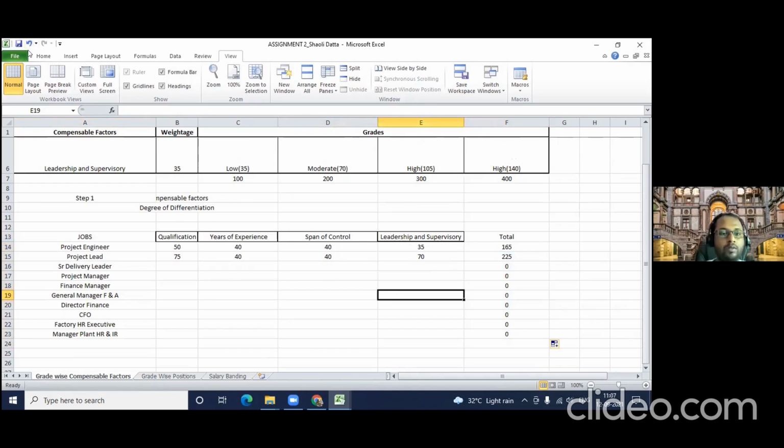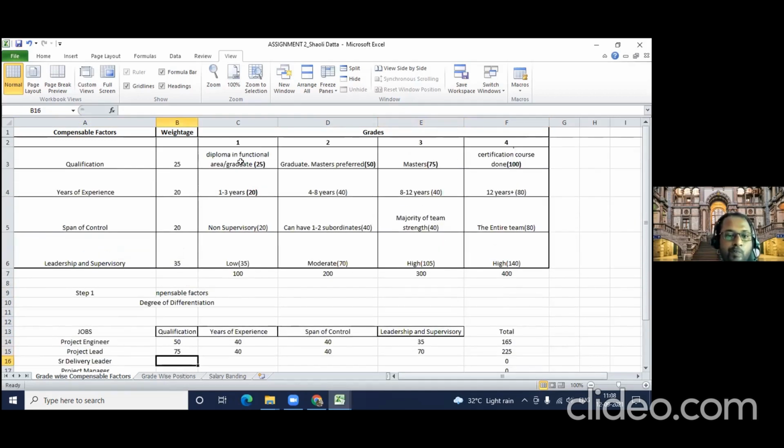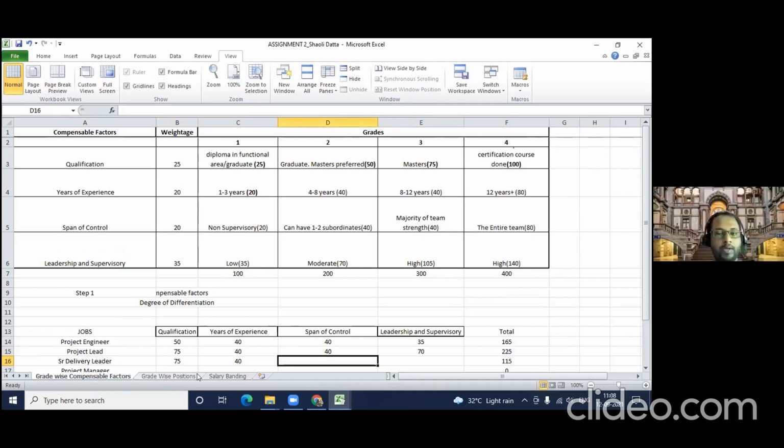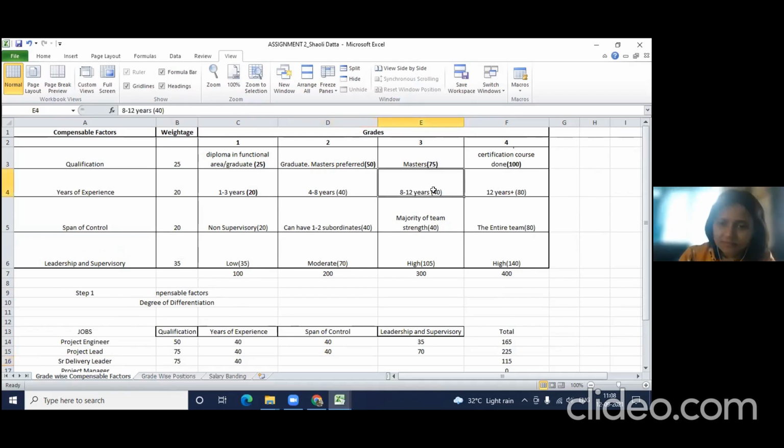Senior delivery leader would be masters, 75. Then years of experience, 8 to 12 years. It should be 60, not 40. And then span of control should be 60.